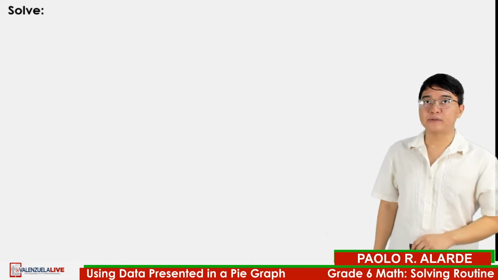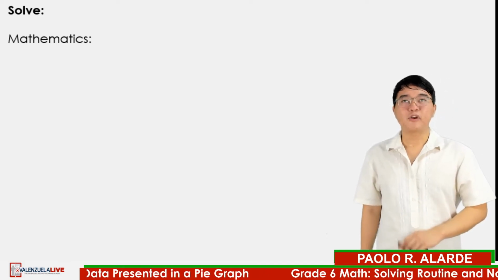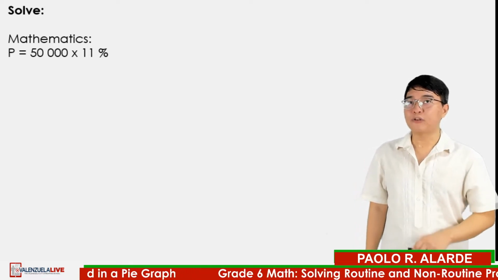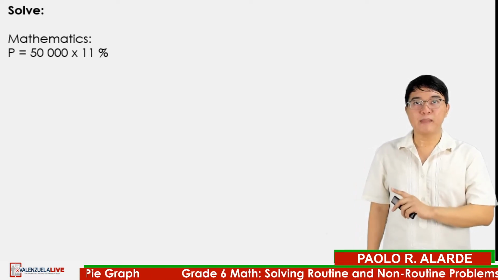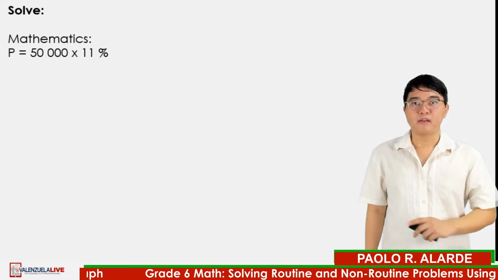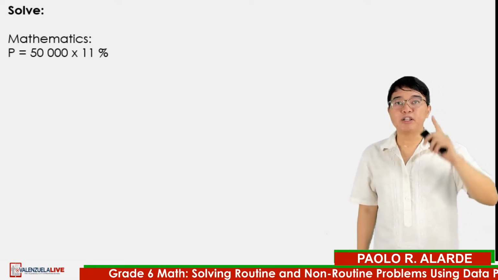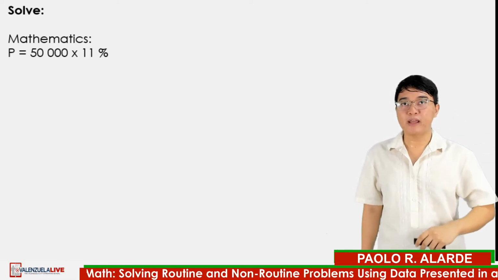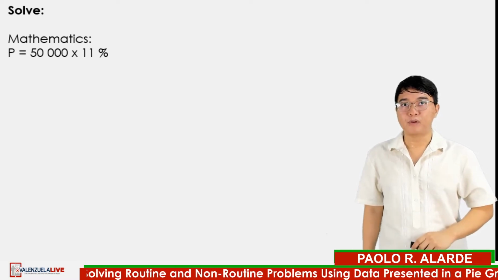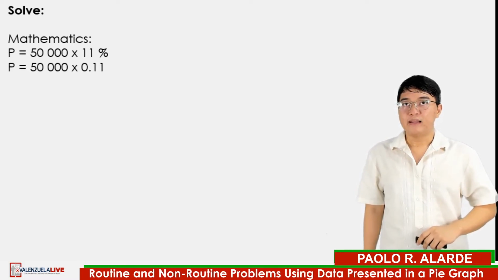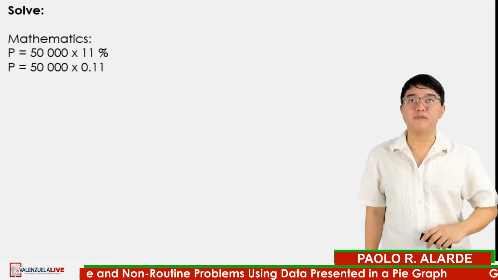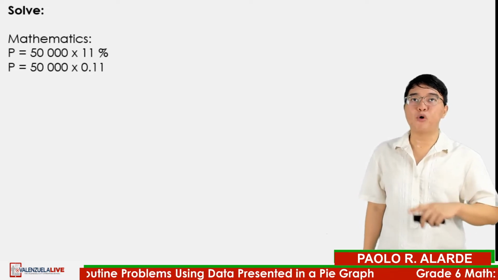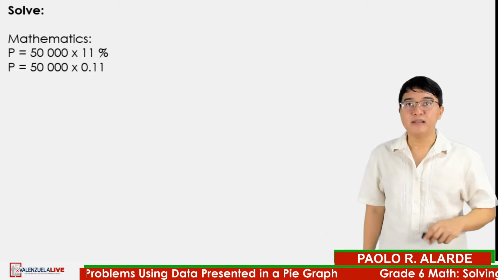Let's try to solve it. Let's start with mathematics books. Since our number sentence is P equals 50,000 times 11%, when you are multiplying a number by a percent form, the first thing that you have to do is to change the percent form into a decimal form. So 11% is what in decimal form? Okay. So let us change it into decimal form. So it will give you 11 hundredths, or you can write it as 0.11 and read it as 11 hundredths.